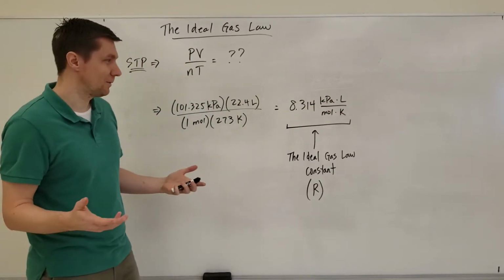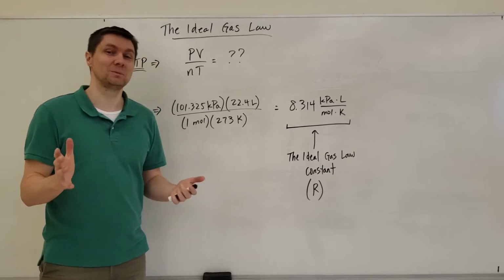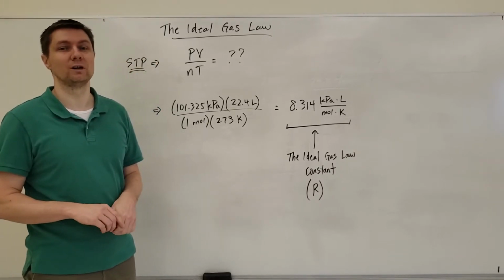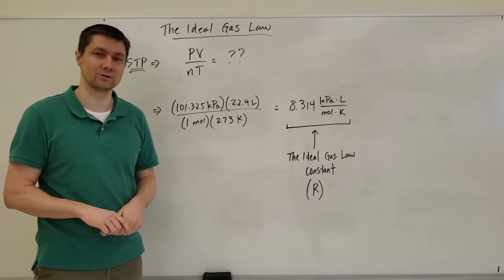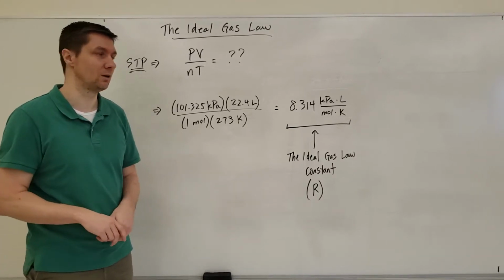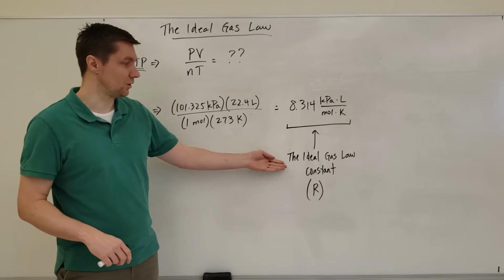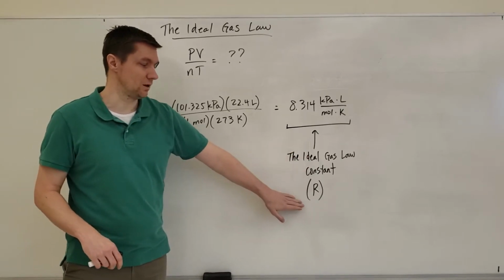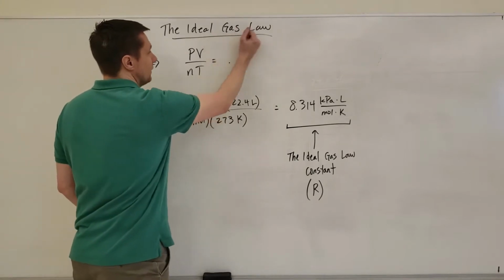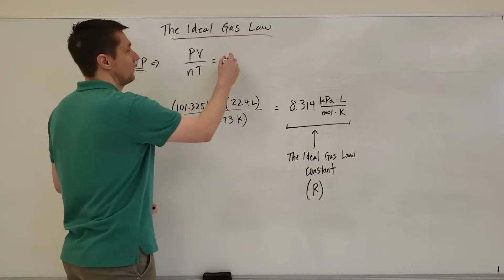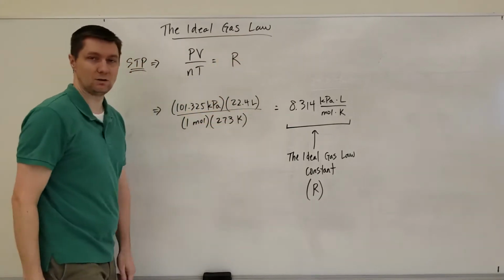And that looks like a mouthful. It is. It's not something you need to memorize. That's in your data booklet in the place where you're given a bunch of other numbers, like STP and SATP and all that kind of stuff. And this is called the ideal gas law constant, and it's denoted by the letter R. And so really what this little question mark here is, is R.